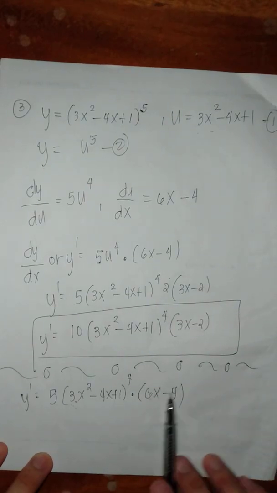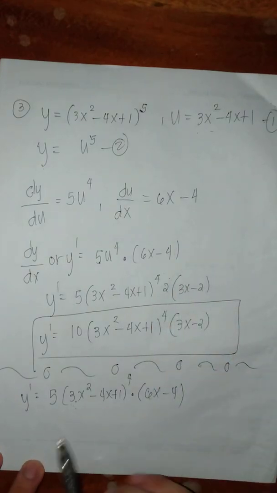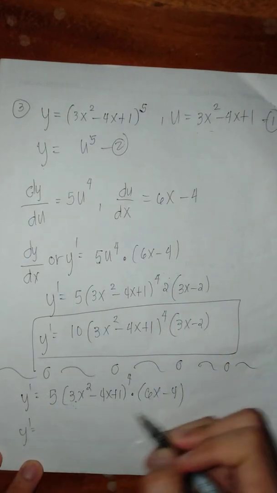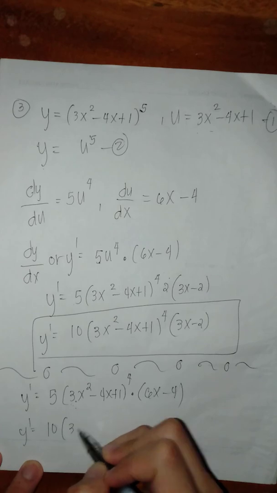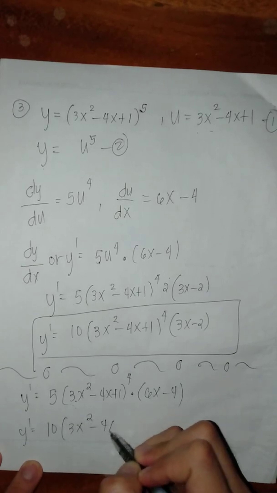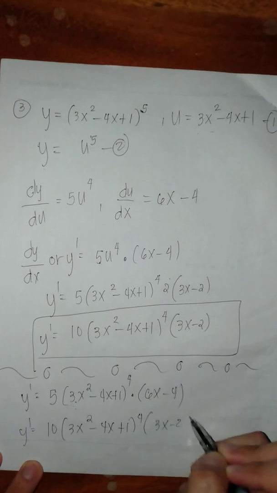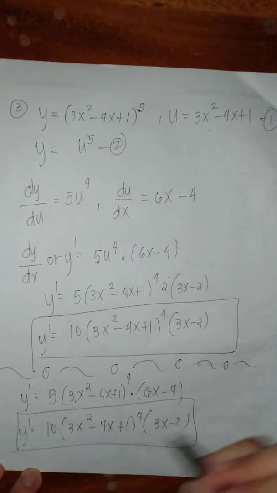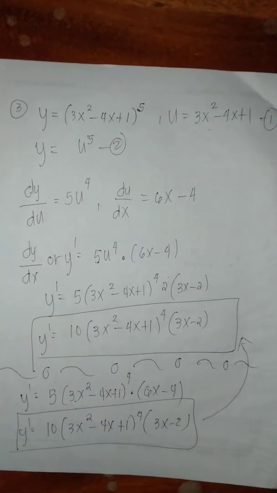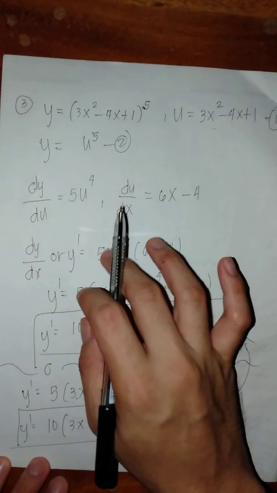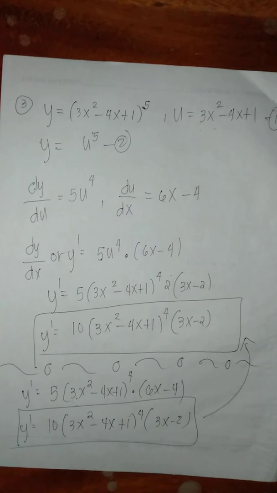So, we can pull out 2. So, your y prime is 10 pa rin. So, yun pa rin nasagot, di ba? 3x squared minus 4x plus 1 to the 4 times 3x minus 2. So, you get the same answer. Parehas lang, di ba? So, depende sa inyo, guys, kung mas madali sa inyo to or ito. So, it's up to you, guys. Okay? So, yan, guys. That's our example involving chain rule.